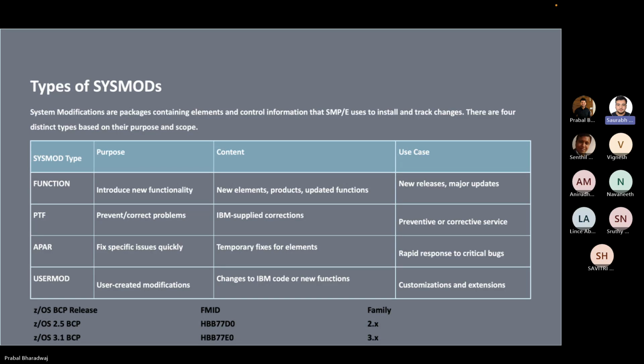CSI is not a database like we have DB2 or Oracle. Don't consider it as a database. It's a VSAM KSDS dataset that SMP uses as its database. So why do I call CSI a database? SMP uses CSI exactly like a database. It stores records, maintains relationships, tracks history and dependency. So in conceptual terms it behaves like a database, but technically it is implemented as VSAM KSDS.